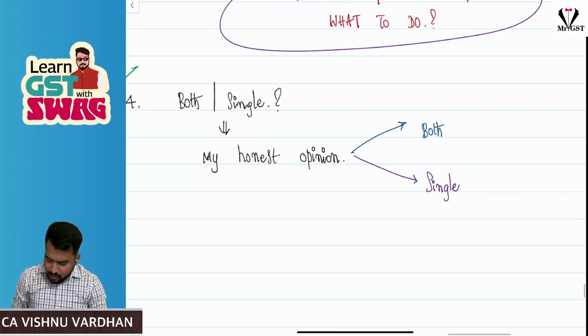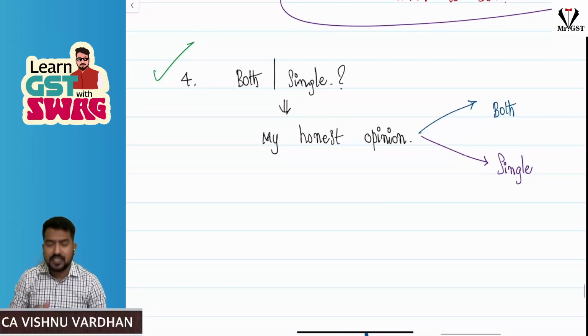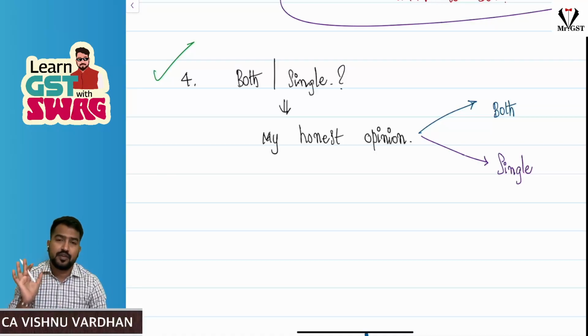Now, sir, what is your opinion, sir? What do you suggest? Both groups or single group? My honest opinion is, please understand what I tell you, 3 months is an extraordinary amount of time for you. Extraordinary amount of time. Going for single group, I honestly feel it is nothing but, sir, you are wasting your time.